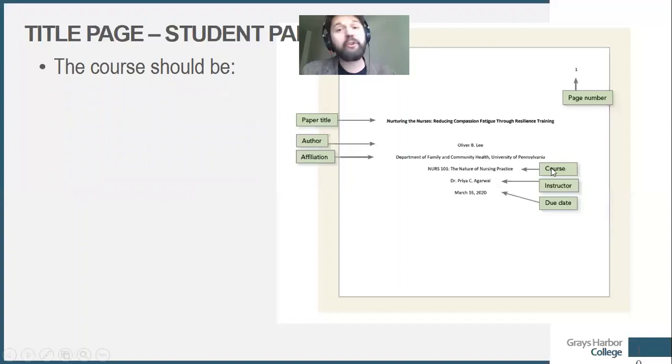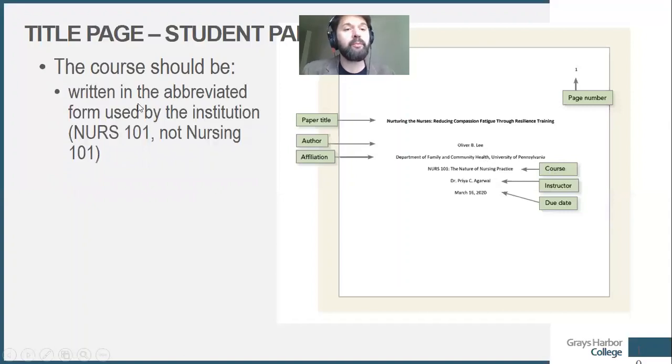So next line is the course. You're going to write the course in the abbreviated form used by Grays Harbor College. So for English 235, for example, that's spelled out capital E, capital N, capital G, capital L, ampersand 235. And there's a space between the ampersand and the 235, being very technical here. So that's how you will spell out the class.